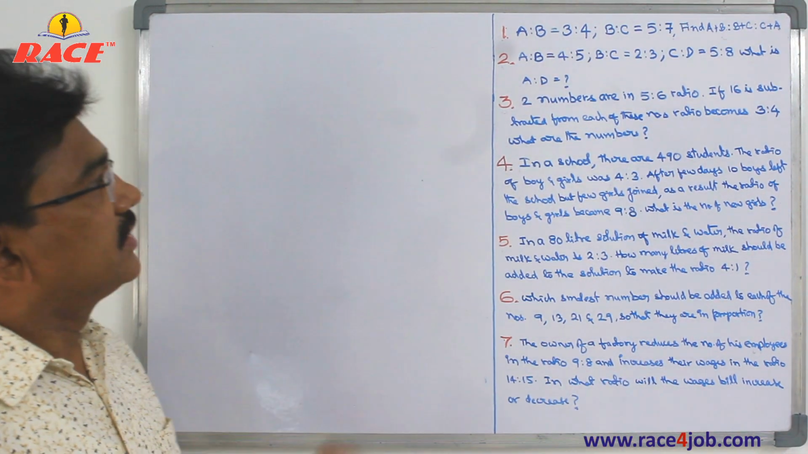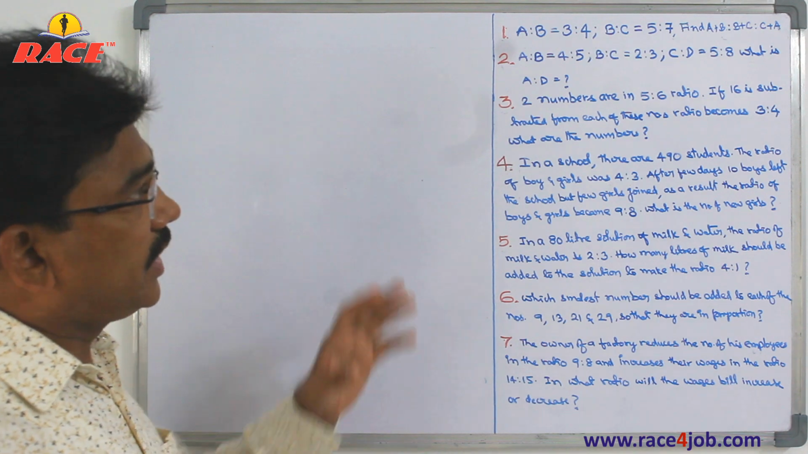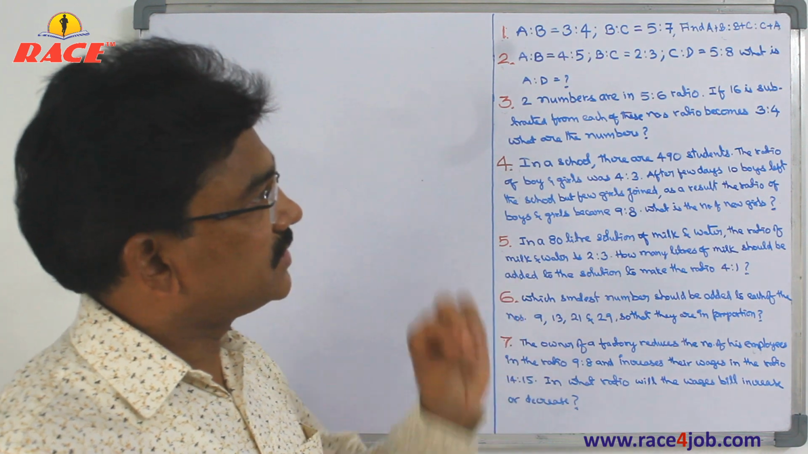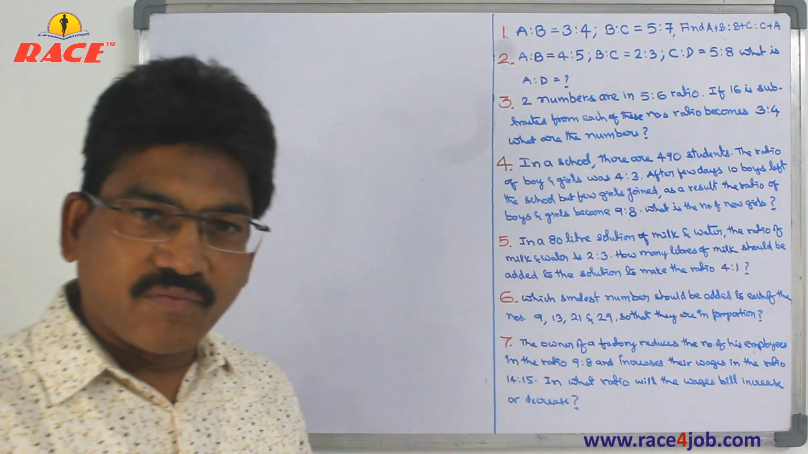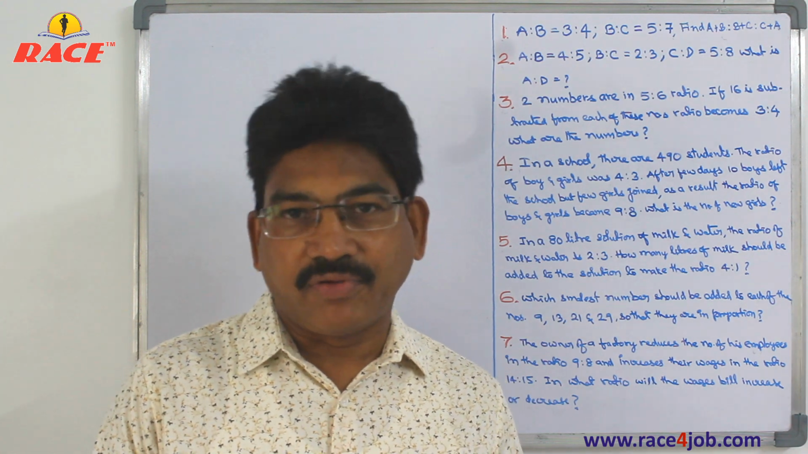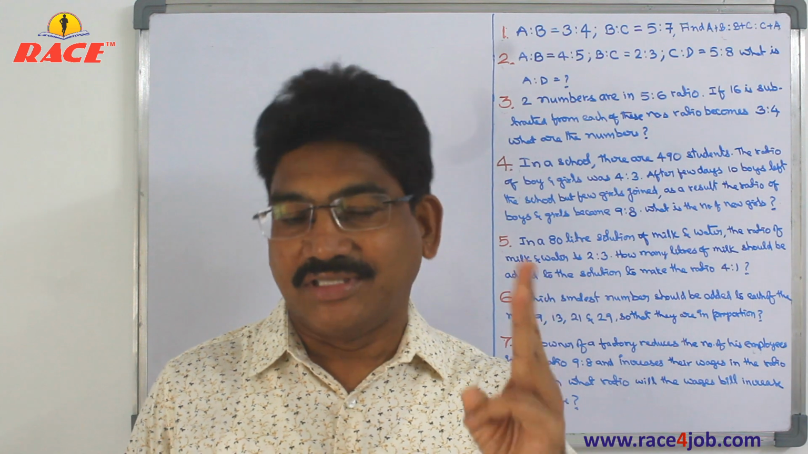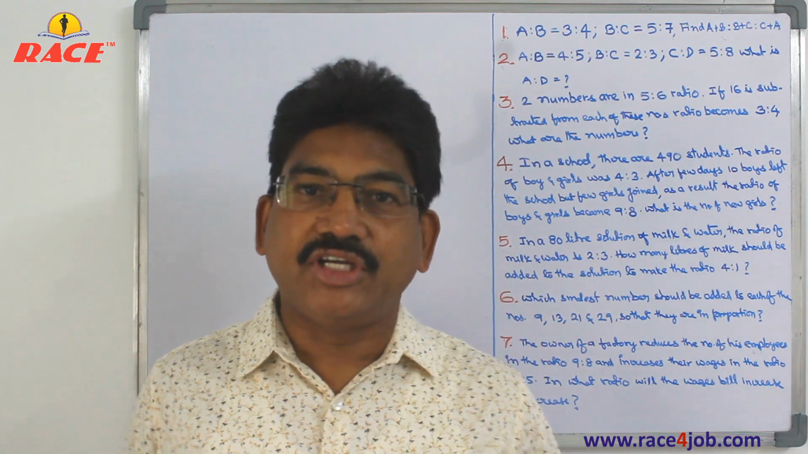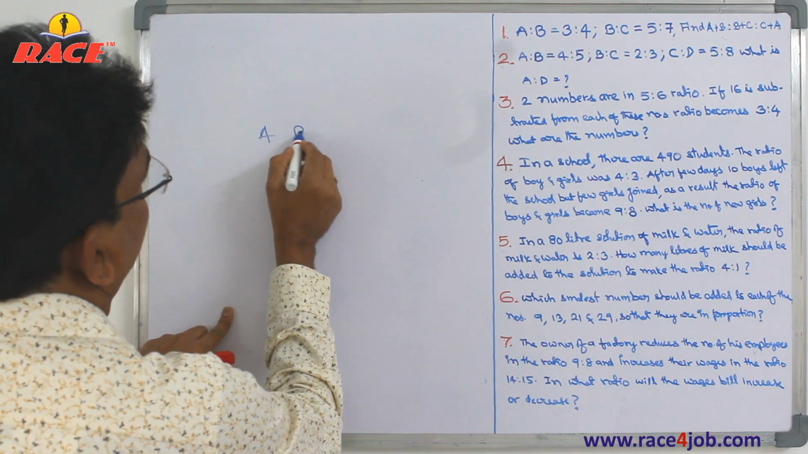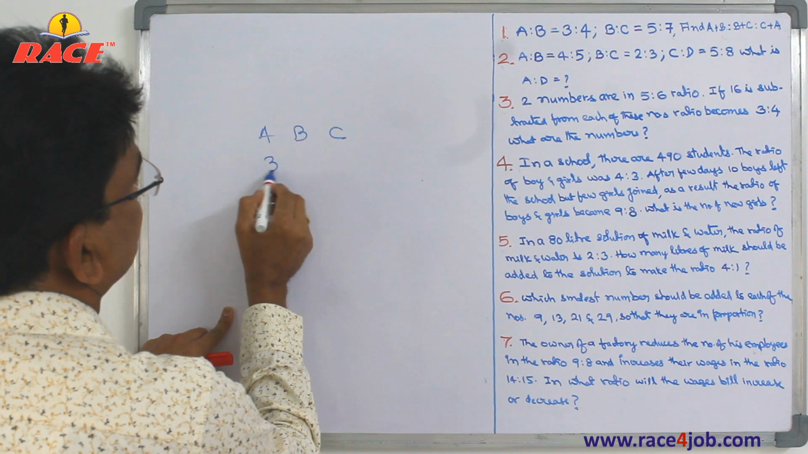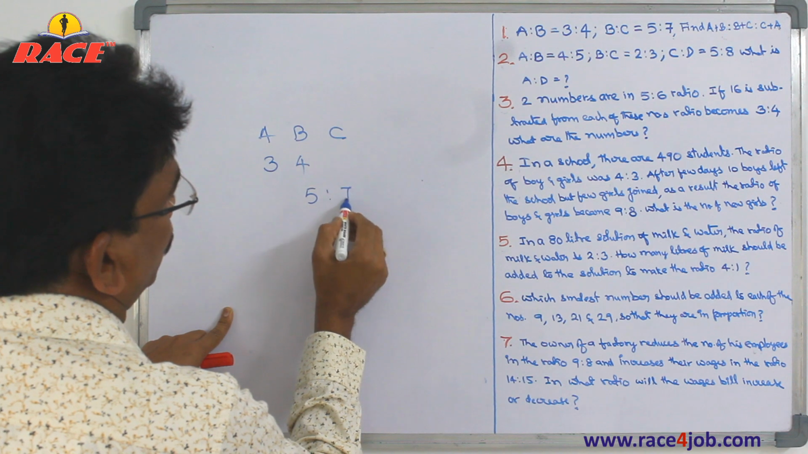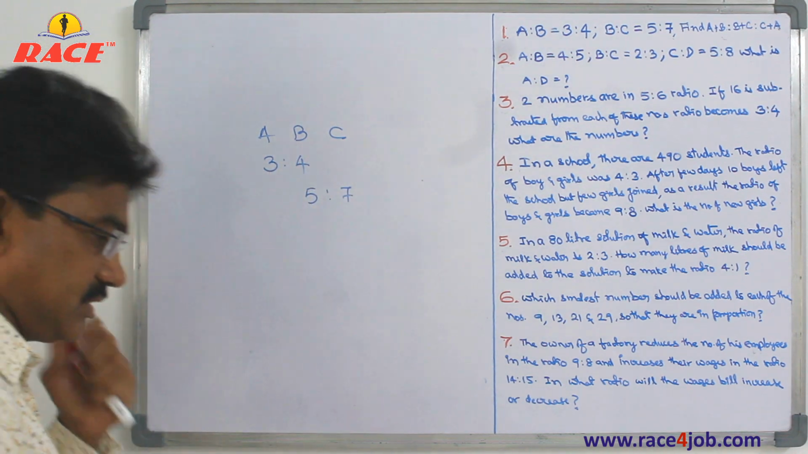Okay. A:B is 3:4 and B:C is 5:7. He is asking A plus B is to B plus C is to C plus A. When he has given the AB ratio and the BC ratio, we have to find out the ABC ratio because 3 terms are there. Once we find the ABC ratio, that is easy for you. He has given A:B as 3:4 and B:C as 5:7. One is 3:4, the other one is 5:7.